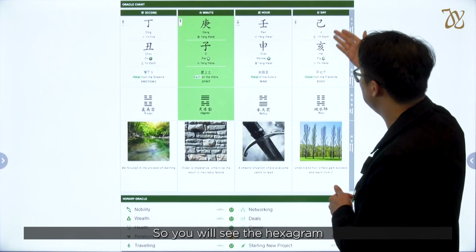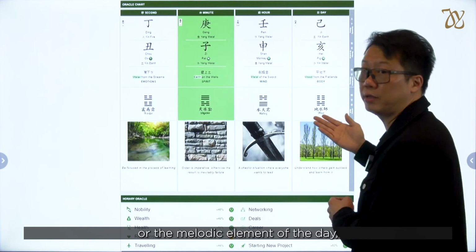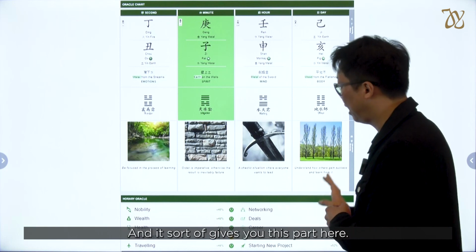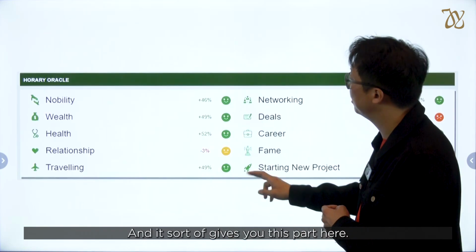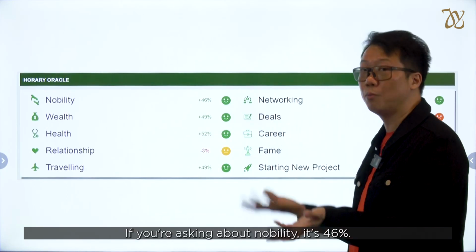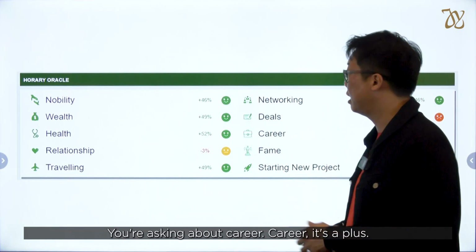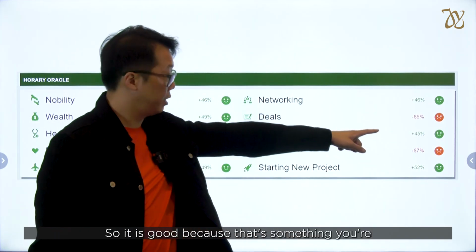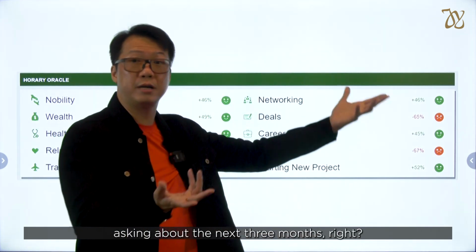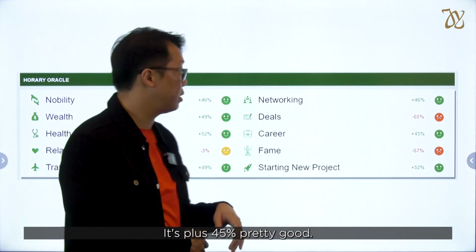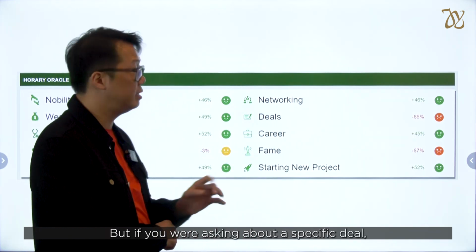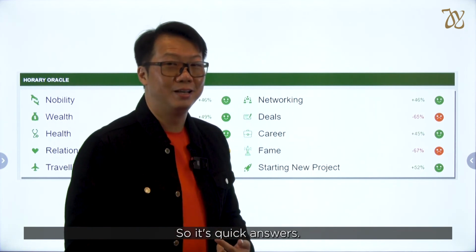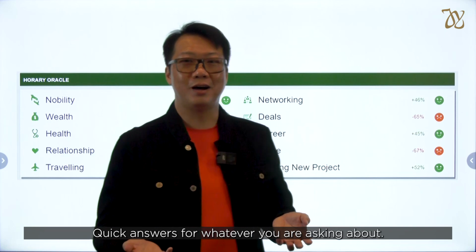So you will see the hexagram or the melodic element of the day, hour, down to the minute, down to the second, and it gives you this part here. If you're asking about nobility, it's 46%. Asking about career is a plus 45%, a smile. So it is good because that's something you're asking about for the next 3 months, right? It's plus 45%, pretty good. But if you were asking about a specific deal, it would have been a minus 65%, it means it's no good. So it's quick answers for whatever you are asking about.